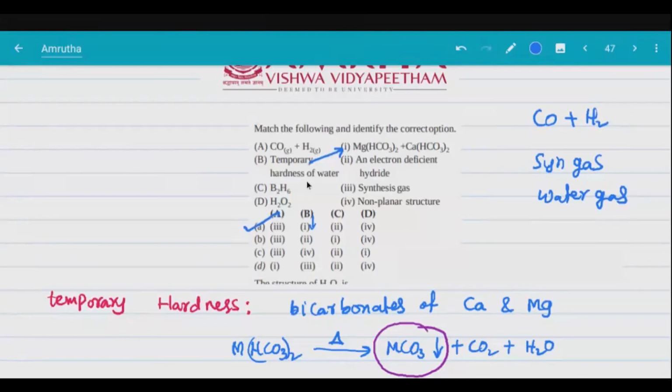Electron deficient means the octet is not completed. I think yesterday, in the last class, we discussed Lewis acid, electron deficient. H2O2 is non-planar, like an open book. This is on one paper, no? You open the book, so it is like this. This is another paper. Open book structure.